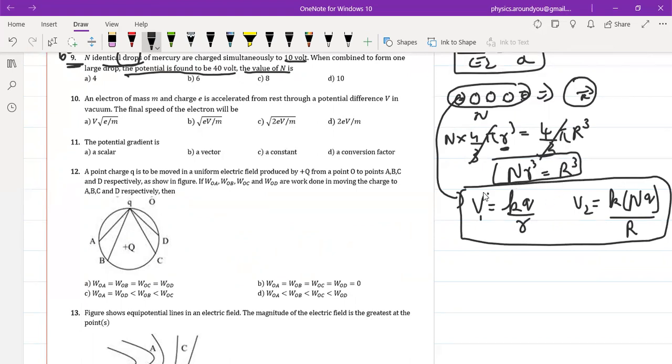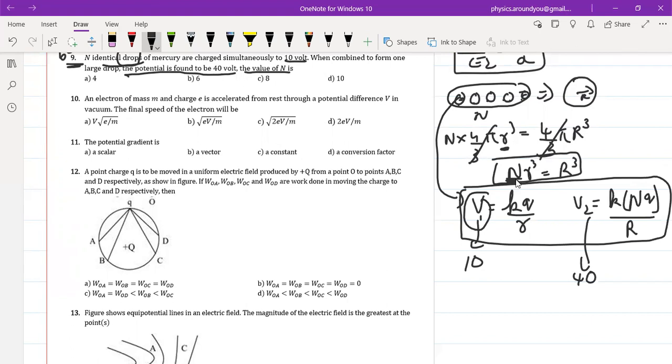Then they have given V1. V1 is to be 10. V2 is 40. So with the help of these, I can figure out the unknown value, namely capital N. So there are three equations. You need to eliminate the variables and arrive at the value of N. Can you substitute? Yes, you can substitute only if you have come so far.